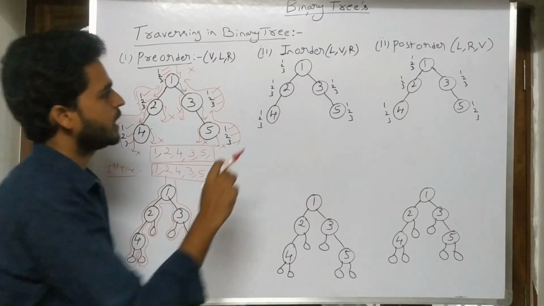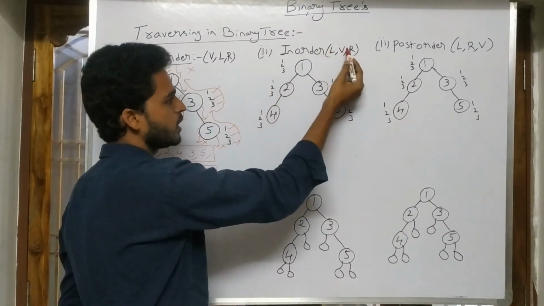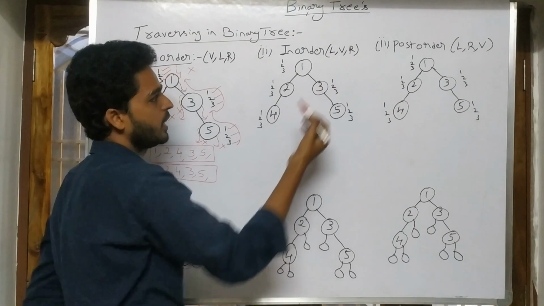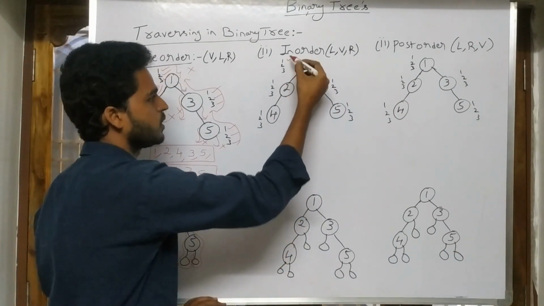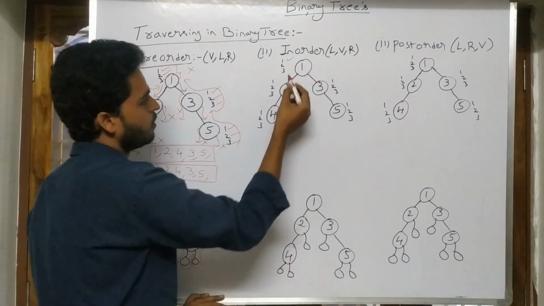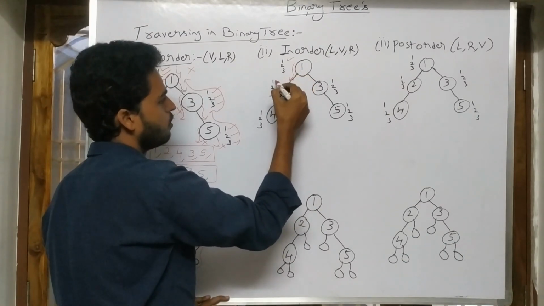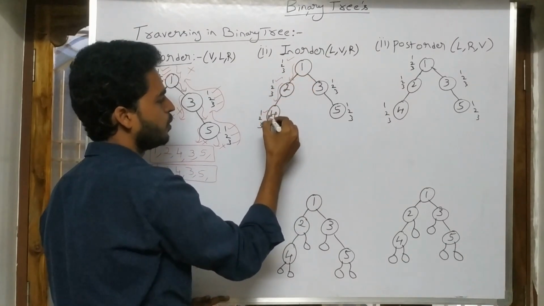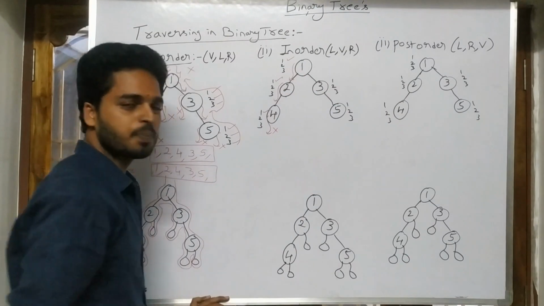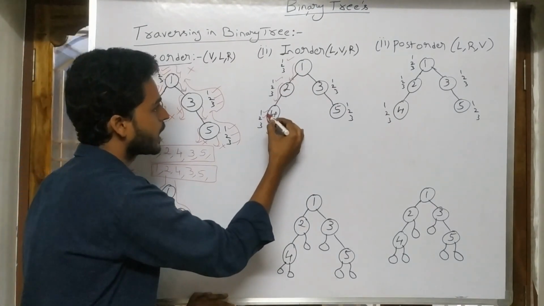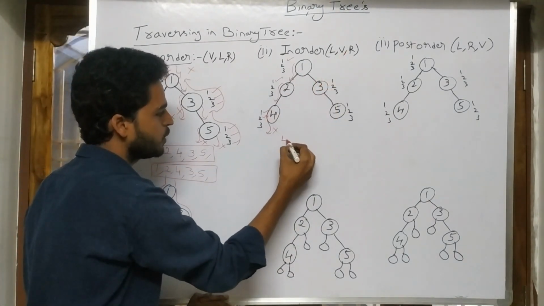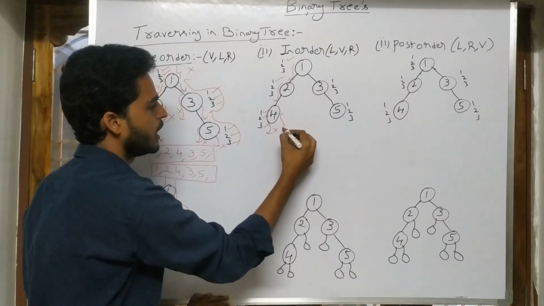Okay. Next, take in-order. In in-order, we are going to first traverse to the left side, then visit, then right side. We will move to the left side, again and again. Left side is nothing. Then we will go for the second statement, that is visiting. Visiting means printing. Then third statement, right side, nothing.